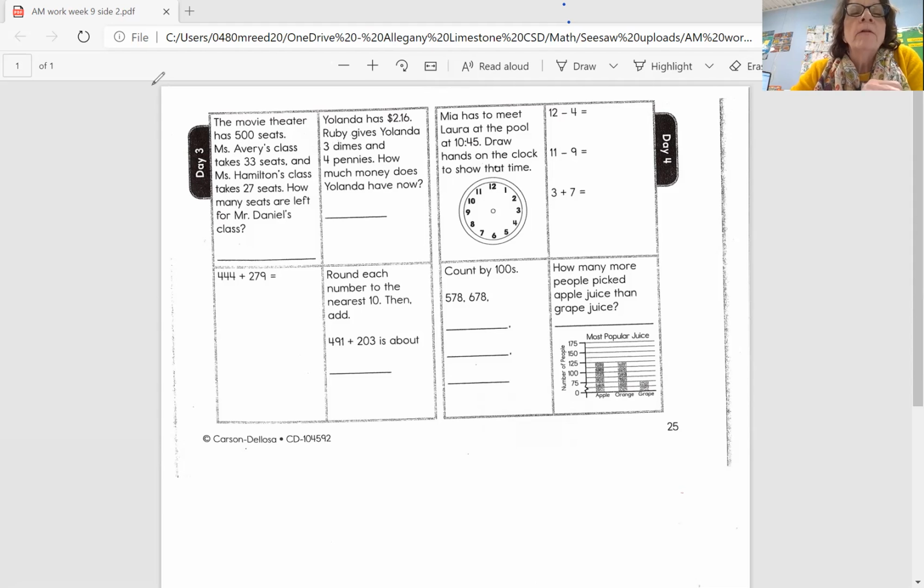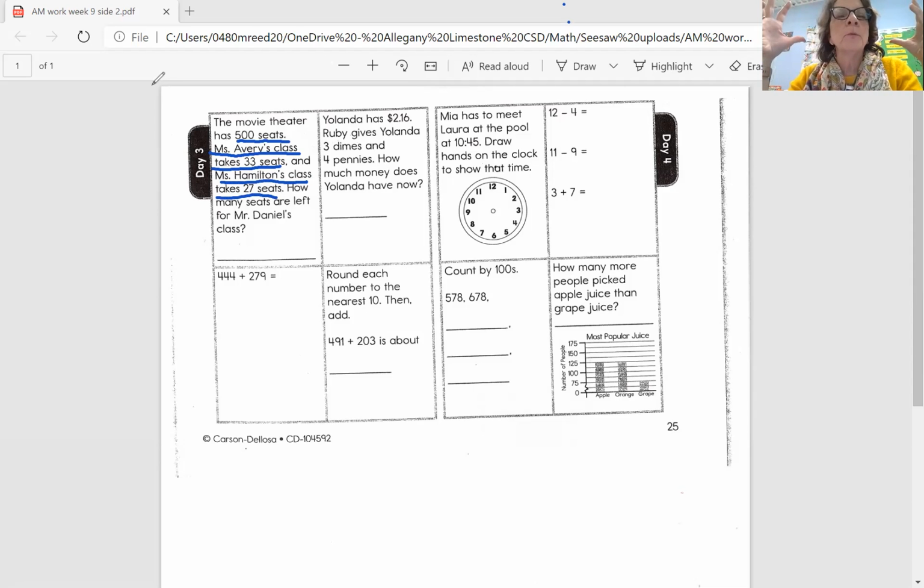Daniel's class? Well, the first thing I know when I look at this is that the movie theater has 500 seats. So I'm going to underline that. I also know that Miss Avery's class has 33 seats and Miss Hamilton's class takes 27 seats. And what I have to find out is how many seats are left for Mr. Daniel's class. Well, when I think about this, I think about a movie theater with 500 seats.